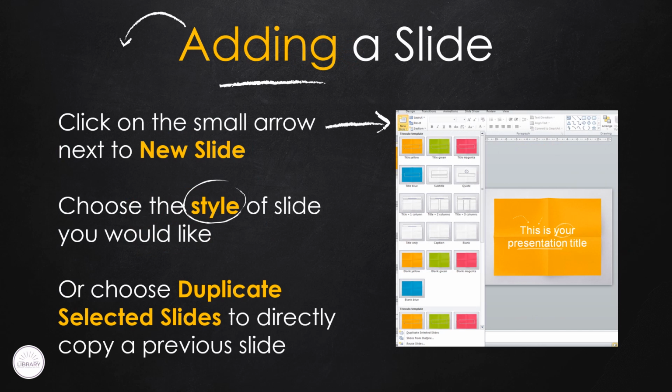You can add a slide at any time. Simply click on the arrow next to New Slide and choose the style of slide you'd like to add. Alternatively, you can choose Duplicate Selected Slides to directly copy a previous slide, which you can then amend accordingly.